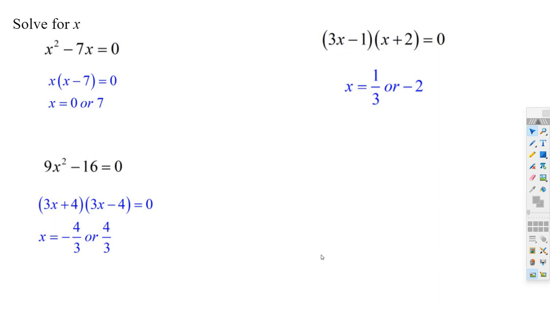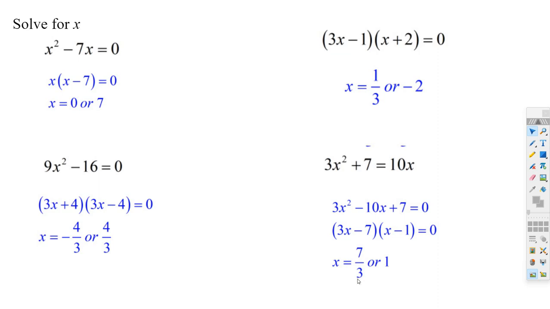Okay, let's try the last one here. Now, if you get a question like this, you have to put it in standard form. This 10x has to come over here and become minus 10x. And you have to put the x squareds, then the x's, and then the numbers. Now, you could use the quadratic formula if you really want, and you'll get these two answers at the end, 7 over 3 or 1.